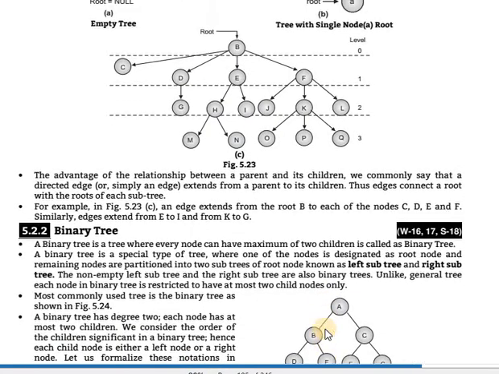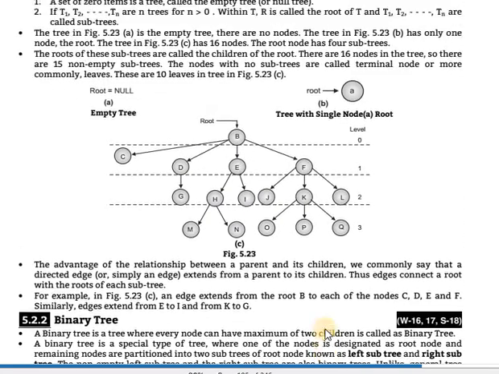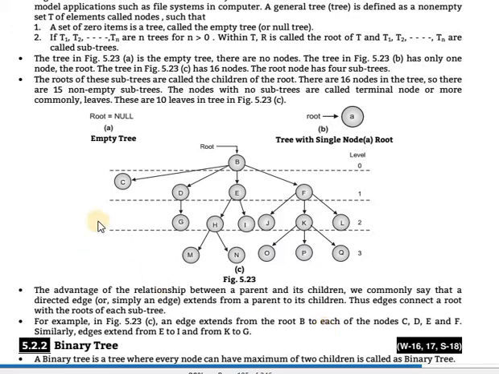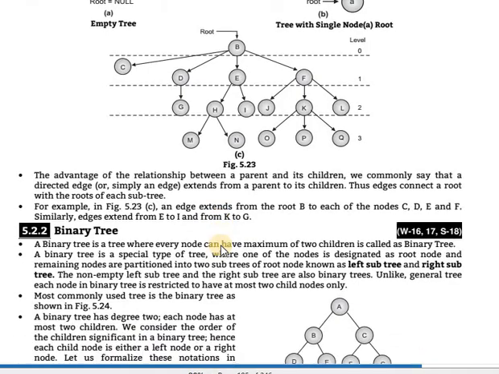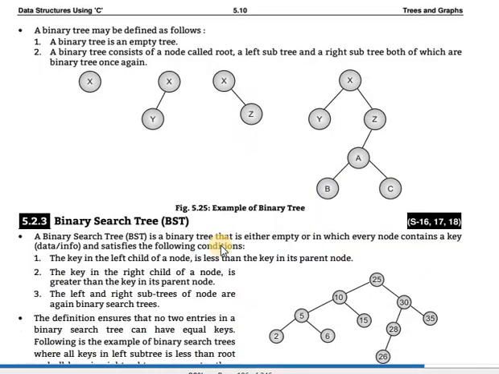A general tree indicates that in a general tree, one case is the empty tree, the second case is only the root tree, and the other case is that child nodes are also possible. Next, the second type, the binary tree.